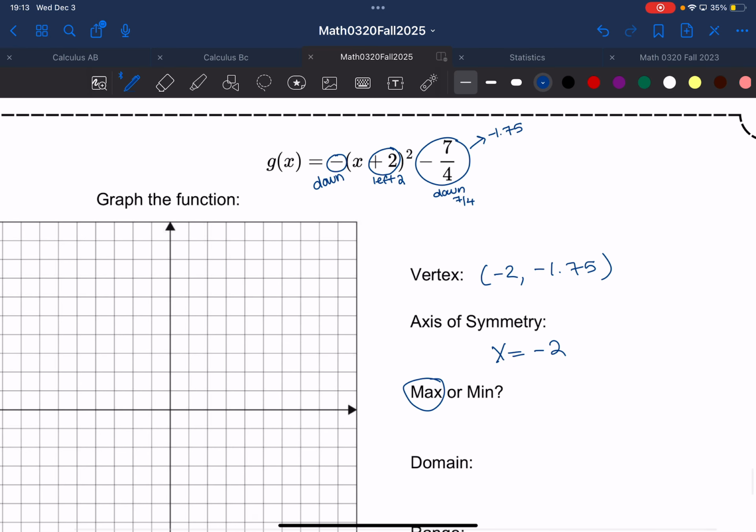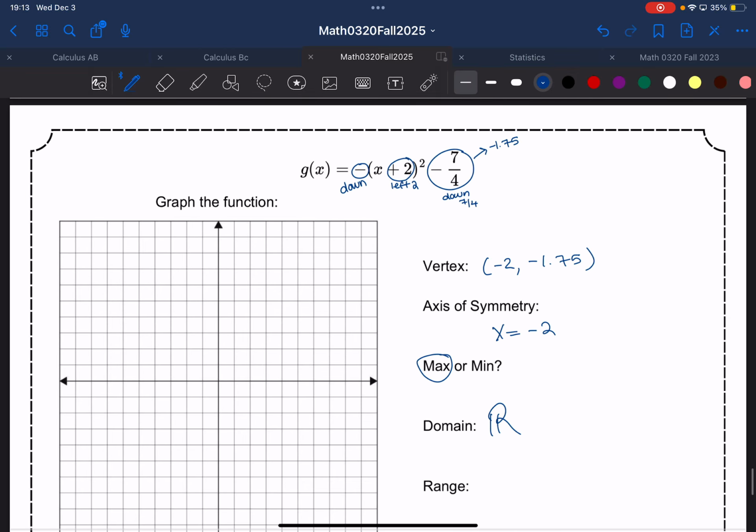Domain is always what? All real numbers. And then range is going to depend on max or min. So last time it was a min, we went to infinity. Now we're going to negative infinity. That's going to be our smallest number. So it's going to be negative infinity to what? -1.75. Always a bracket because that's where the vertex is, and it's a solid line, so it's always included. So if it's a maximum, we start with negative infinity and go to our k value. If it's a minimum, we start with our k value and go to infinity.